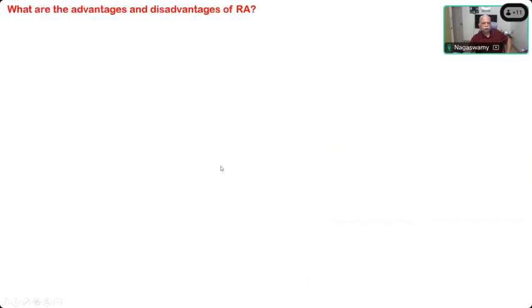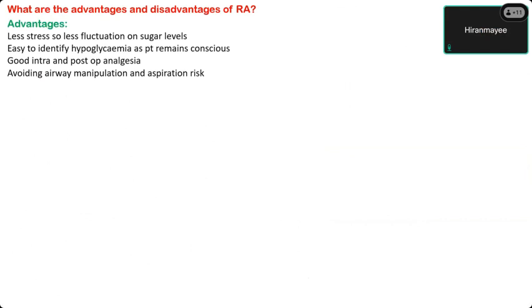What are the advantages and disadvantages of regional and general anesthesia for this surgery? Advantages of regional are pain relief. It can provide post-operative analgesia also due to long duration. First advantage is less fluctuation in sugar levels because we are completely blocking the pain sensation. We can identify hypoglycemia because the patient will remain conscious, and good intra and post-op analgesia can be provided by adding additives, avoiding airway manipulation and aspiration risk. Okay? These are the 4 advantages of regional anesthesia.